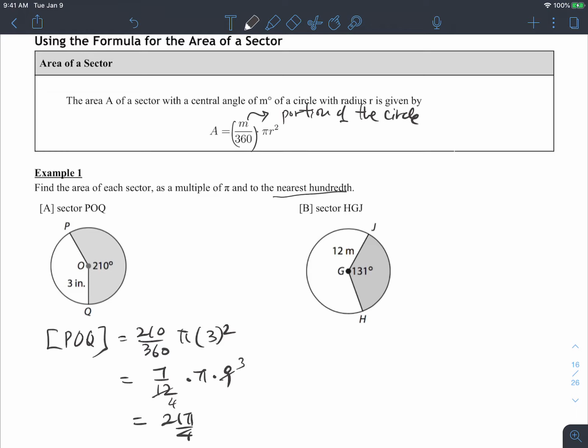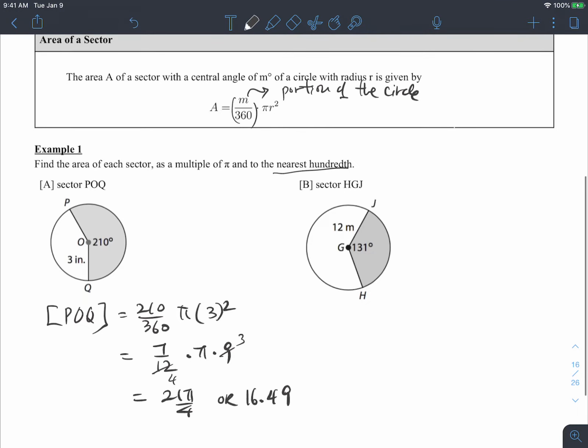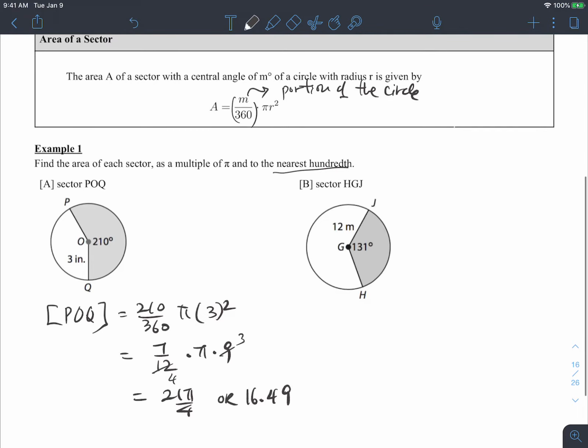And it did ask us to put it to the nearest hundredth. So that would be 16.49 in your calculator. Okay. It didn't give us the actual measurement unit. If it was centimeters, we would have written centimeters squared. But for our class, this is fine. Okay, part B, same idea.